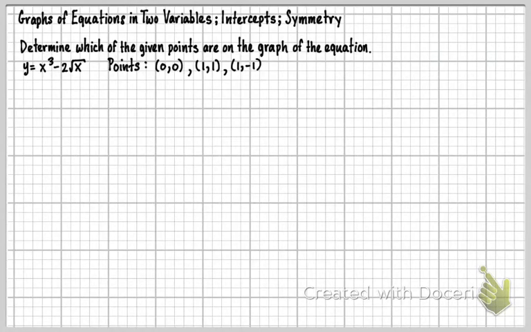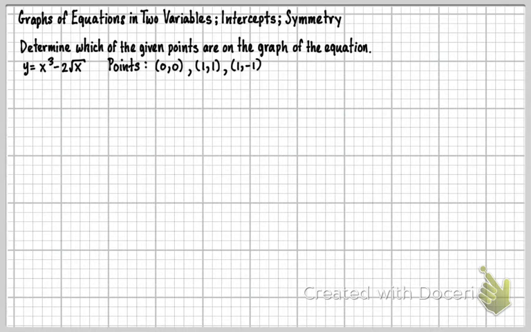Graphs of equations in two variables, intercepts and symmetry. The first problem we're going to do says determine which of the given points are on the graph of the equation. So we're going to take this equation here and determine if these points are on that graph. In order to do that, all we have to do is plug them in. And if it makes both sides the same, it's a solution. And if it's a solution, it's a point on the graph.